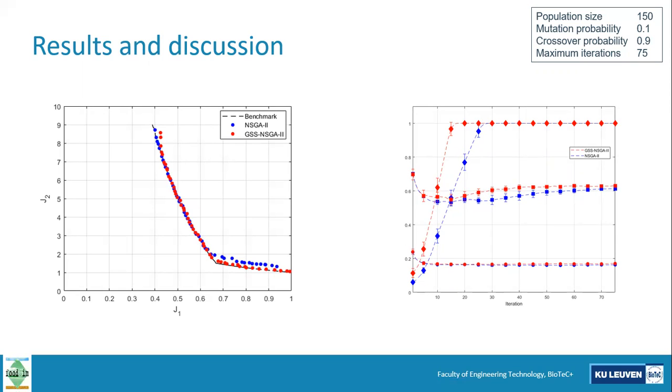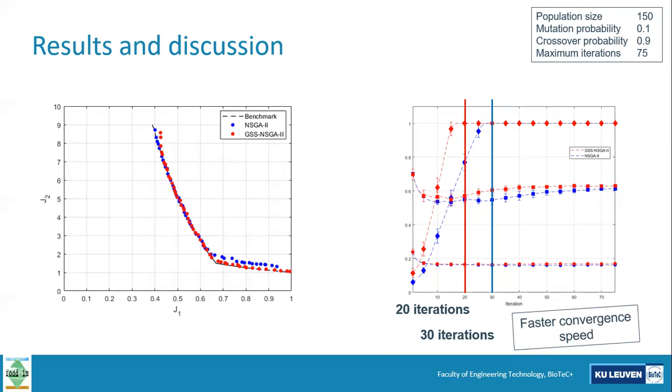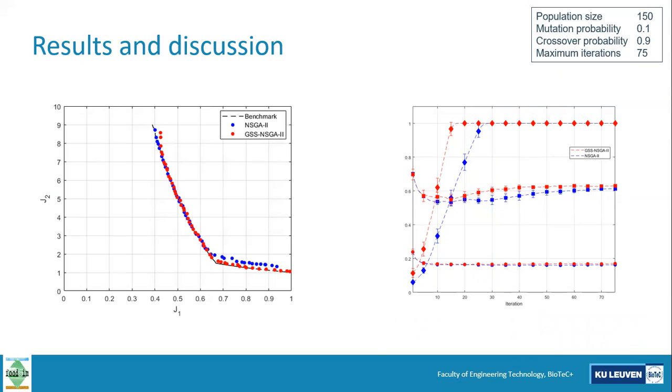We repeated the optimization procedure 10 times, and we can see that whereas the NSG2 algorithm required 30 iterations on average to obtain a solution that was fully non-dominated, the genderless sexual selection algorithm only required 20. Now, especially if you're looking at computationally expensive optimization problems and simulations, the influence of this faster convergence speed will become very significant.